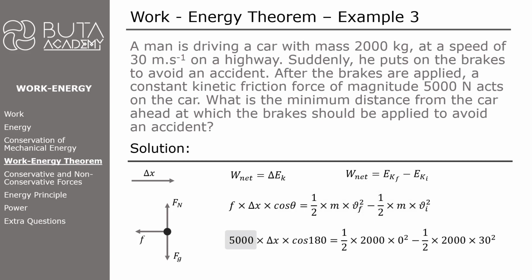Friction force is 5000 newtons. We don't know the amount of displacement, and the angle between the friction force and the displacement is 180 degrees, as they are in opposite direction. Mass of the car is 2000 kilograms. Final velocity is 0, as to avoid the accident, the car has to stop. Initial velocity is 30 meters per second. As a result, the minimum distance to avoid the accident is 180 meters.